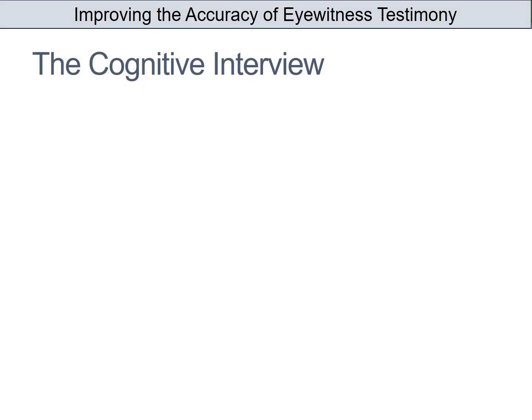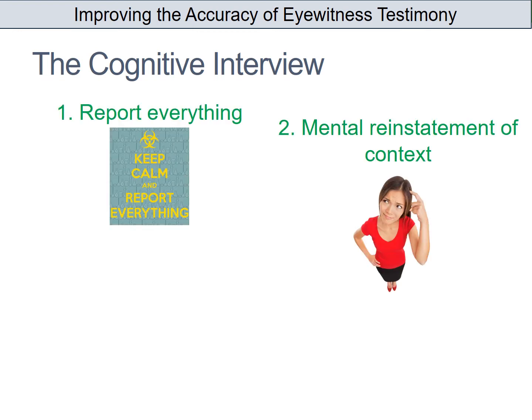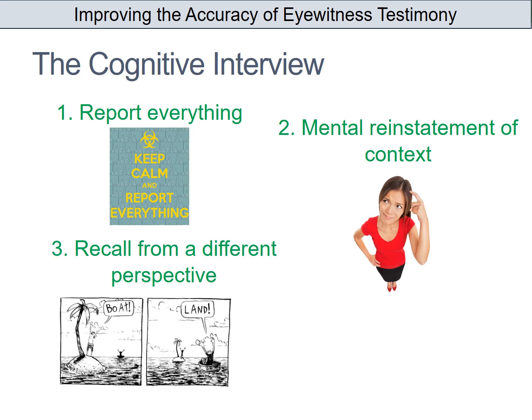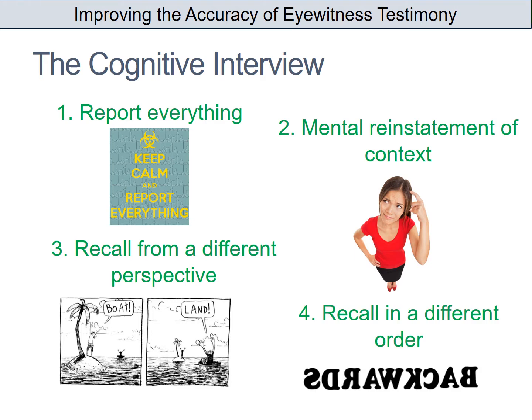Now, how the cognitive interview differs from this is that it works on 4 different components, and they are report everything, mental reinstatement of context, recall from a different perspective, and recall in a different order. And we're going to go through each of these 4 in turn.